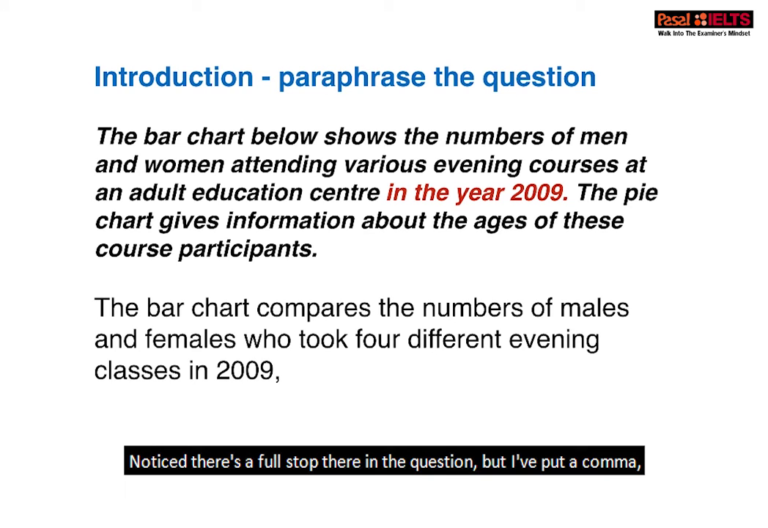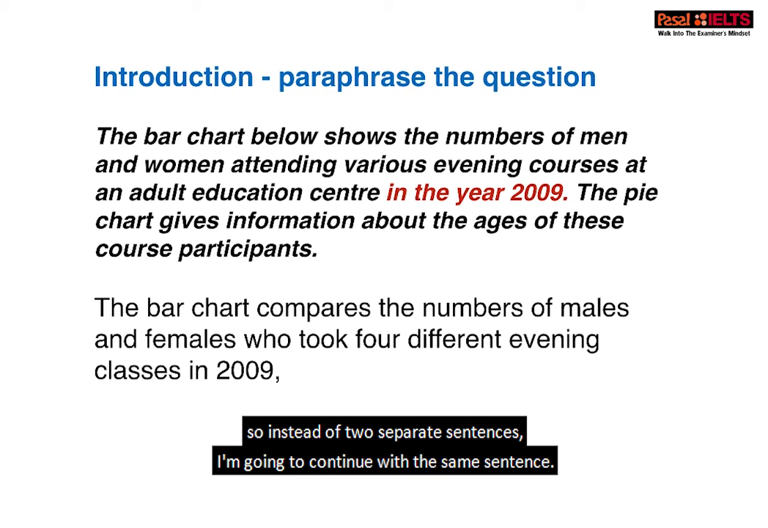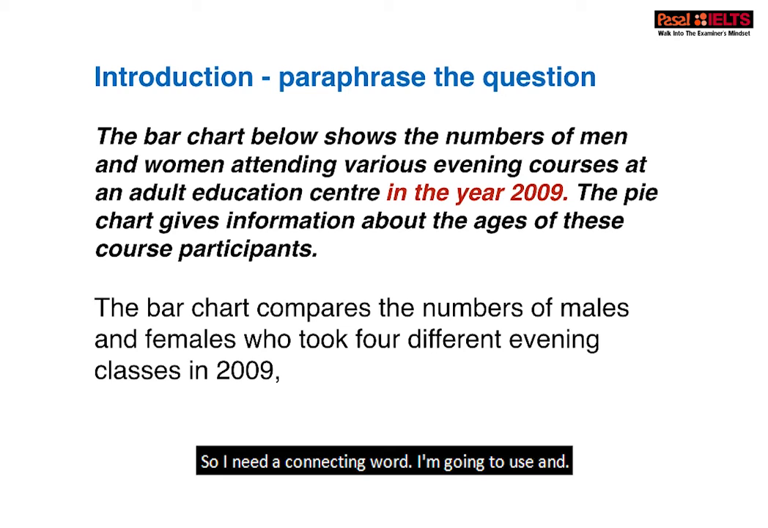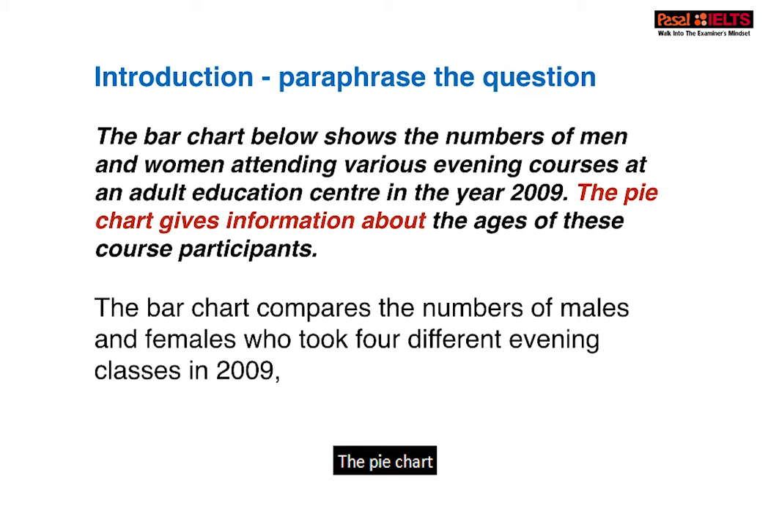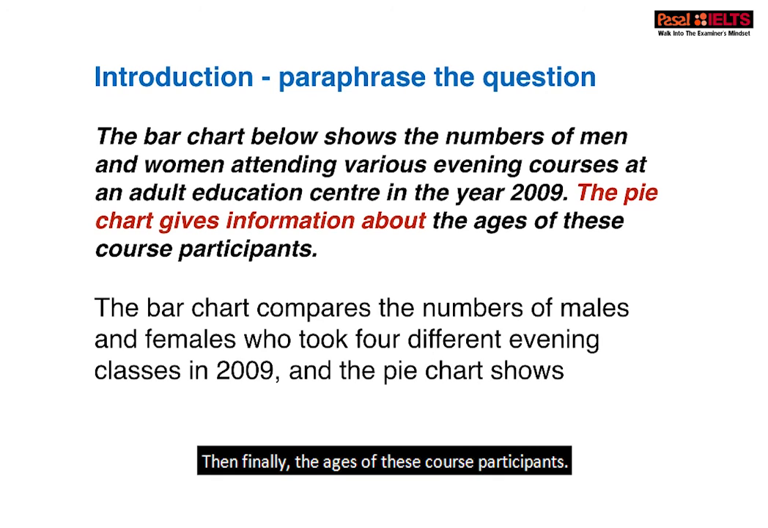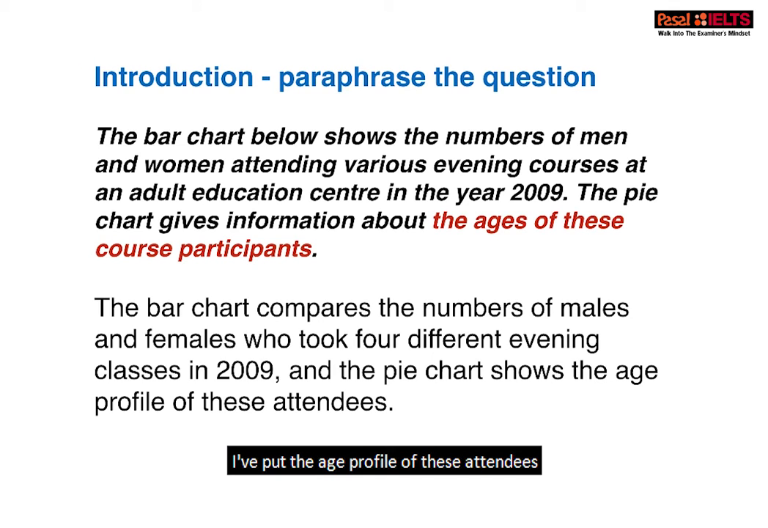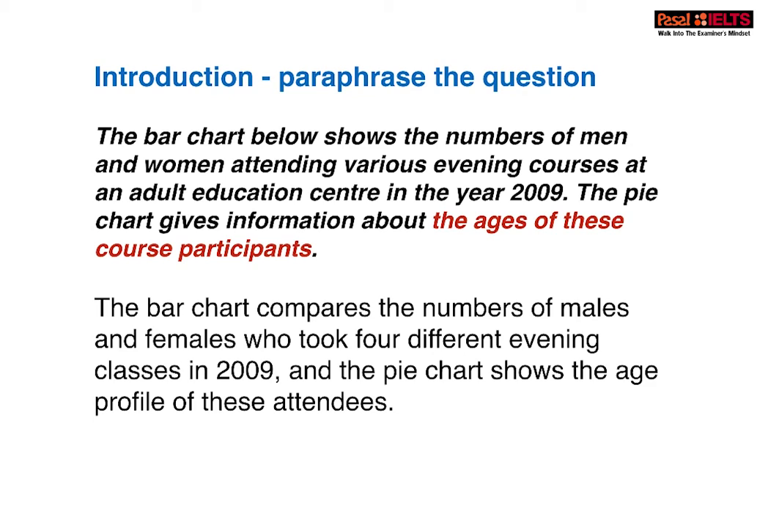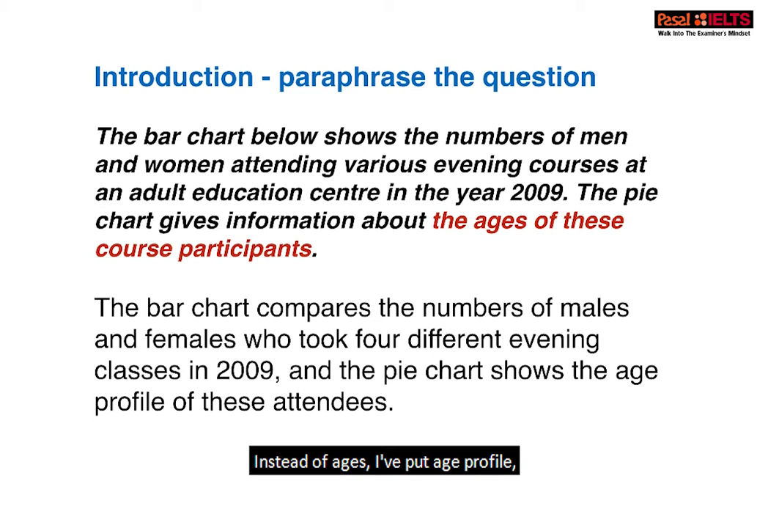Notice there's a full stop there in the question, but I've put a comma. So instead of 2 separate sentences, I'm going to continue with the same sentence. So I need a connecting word. I'm going to use and. The pie chart gives information about, and the pie chart shows. Then finally, the ages of these course participants. I've put the age profile of these attendees. So that's a nice difference at the end. Instead of ages, I've put age profile, and instead of participants, the word attendees is good. That's the full introduction finished then.